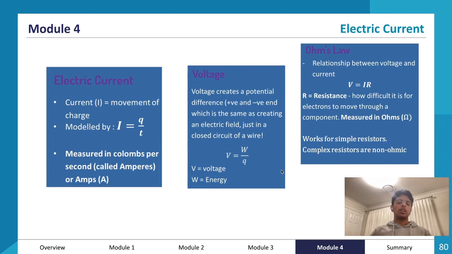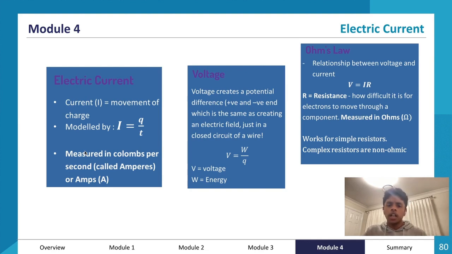Now let's go into electric current. So current I is the movement of charge, and it's modeled by the formula I, which is current equal to the amount of charge that's moving per time. So the movement of charge with respect to time, Q over T, that's current. And it's measured in coulombs per second, also called amperes or amps, which you might have heard before.